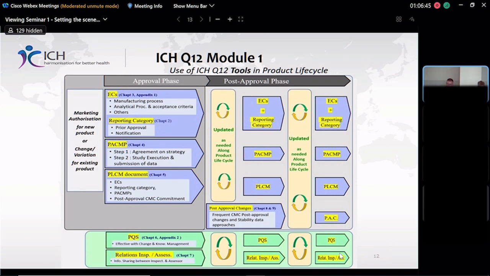their product lifecycle. You see a lot of acronyms here, which you may or may not be familiar with: ECs, PACMPs, PQS, quality system. I hope by the end of this presentation, this slide will make more sense to you, and you'll be happy to use it as you pass on this training to others in your organization.